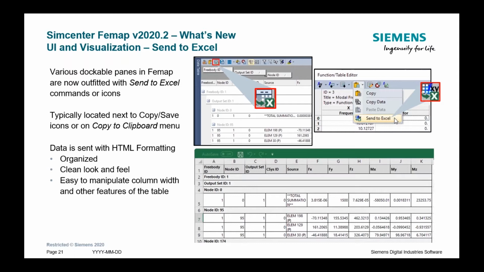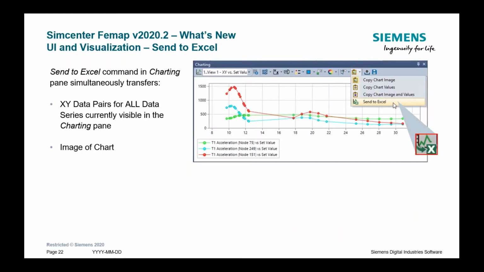So in this case, this was from the data table. This was a free body listing that just came over, and as you can see, it's all nicely formatted. The rows and columns are just like they appeared over in the data table. Again, it's done with the HTML formatting. And it's also in the charting dialog box.